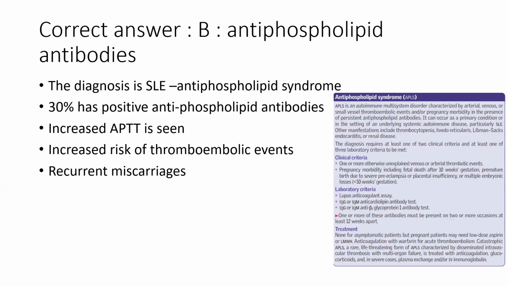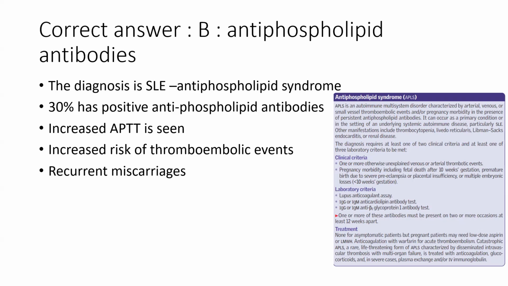So, for diagnosing antiphospholipid syndrome, this may occur as a primary condition or may occur in the setting of an underlying autoimmune disease like SLE, as in this patient question stem. Other manifestations may include thrombocytopenia, which has happened for this patient. There may be skin manifestations like livedo reticularis. There will be cardiac manifestations like Libman-Sacks endocarditis or even renal disease.